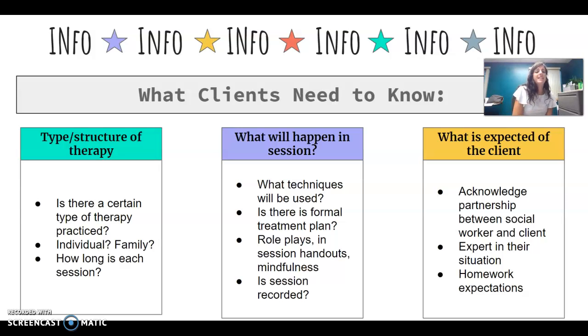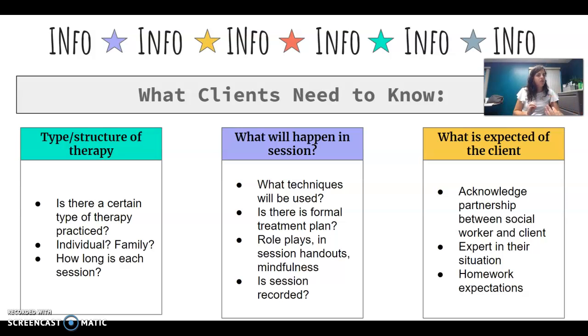So what is expected of the client? It's touched on a little in what is counseling and those specifics. But re-emphasize that they're the expert in their situation, that this is a partnership, that the therapist or clinician cannot do all the work, that there has to be mutual engagement, that it's empowering and supportive, and that they can expect homework.